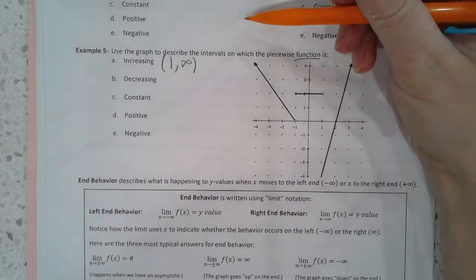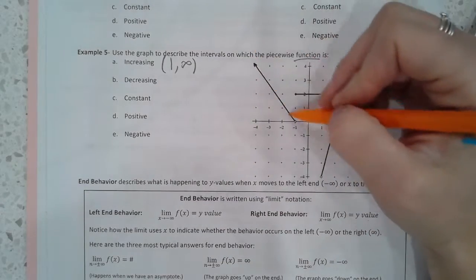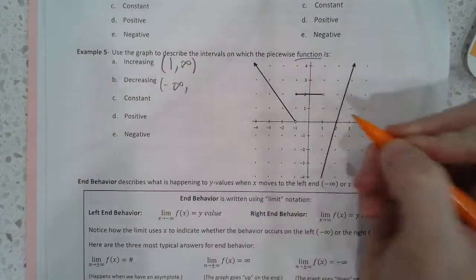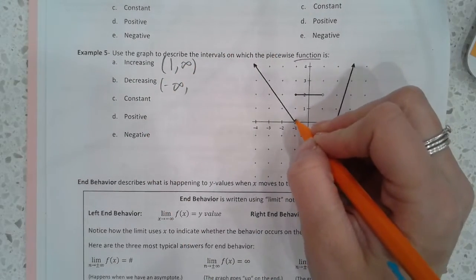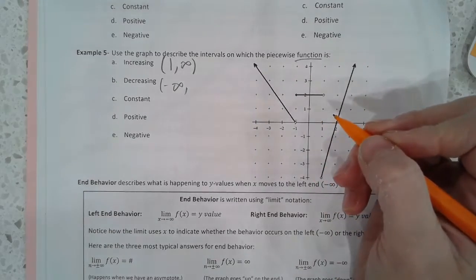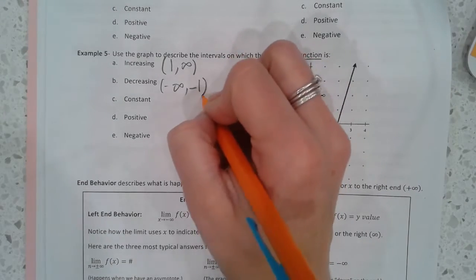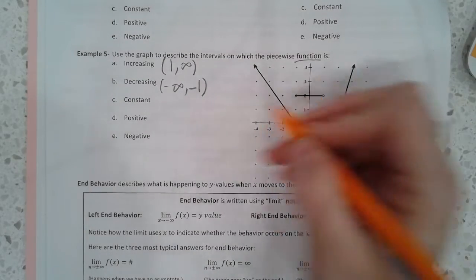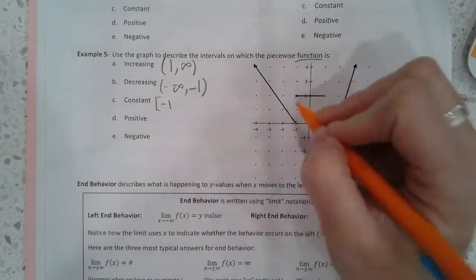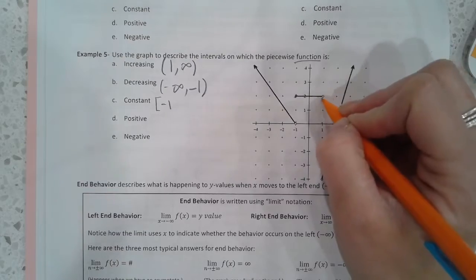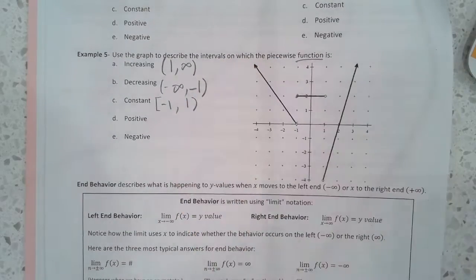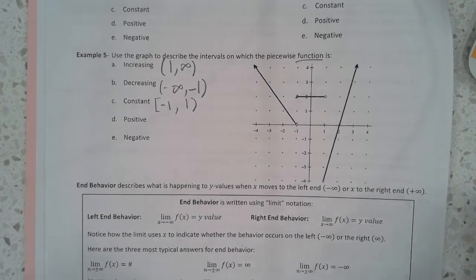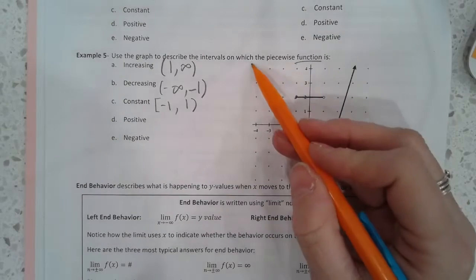From left to right, we would be decreasing or walking downhill. So this will be -infinity, and then our -1 on this line is not filled in, so we're going to have a parenthesis. And then we're constant from here to here, which is including -1 since there's a filled in dot, but an open dot at +1, so it gets a parenthesis.